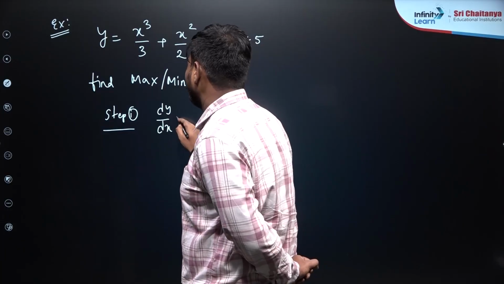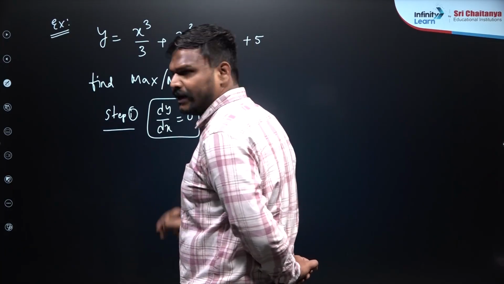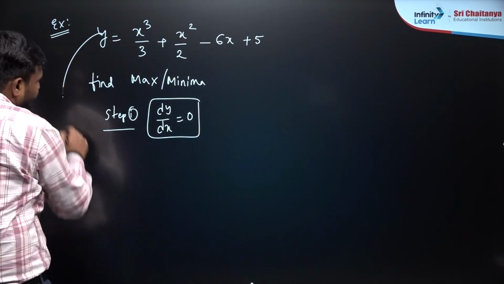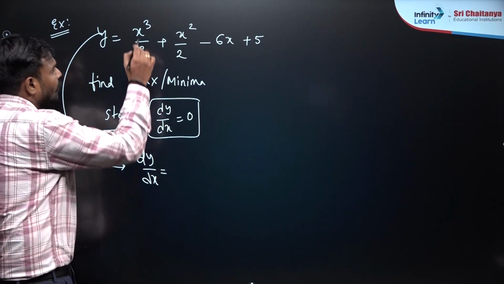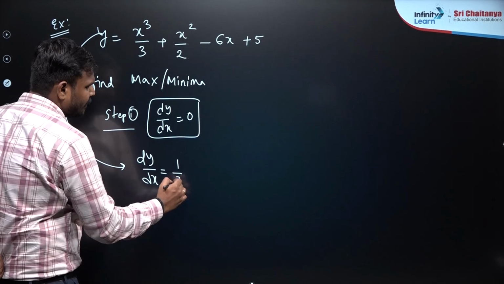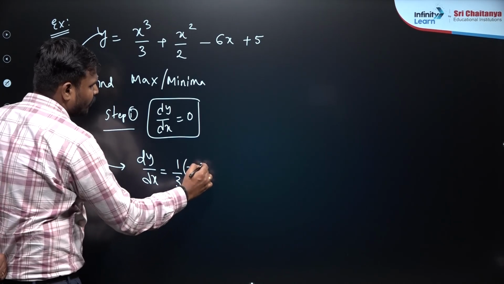Differentiate and equate to 0. Correct? So please differentiate, sir. dy by dx is equal to x cube by 3, so 1 by 3 outside, 3x square.